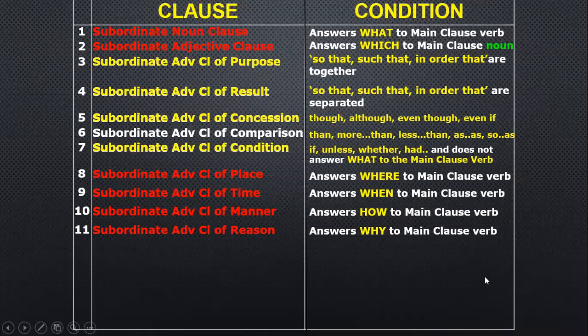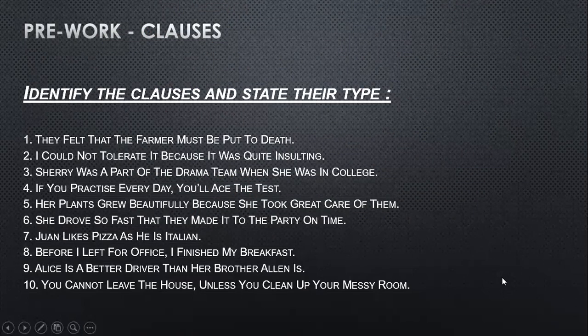What if we have a better way to remember all these things, right? So this was the pre-work which we had given to you. And if not, take a screenshot, everybody.